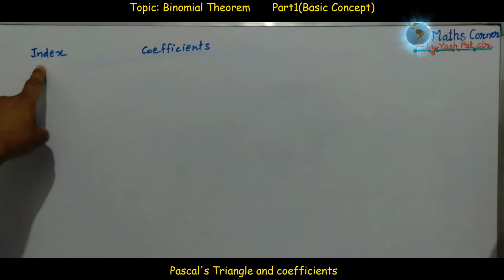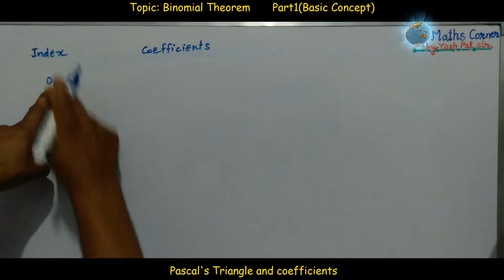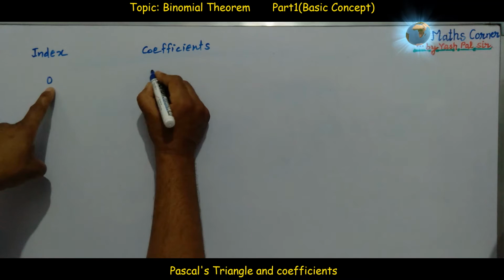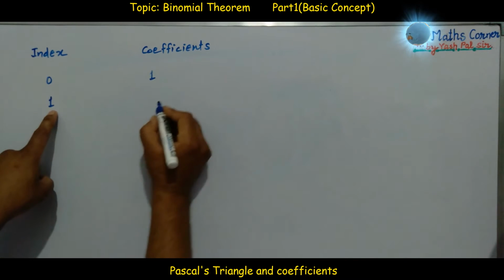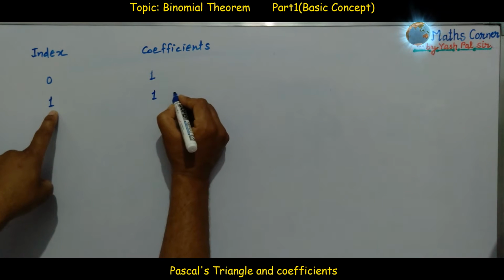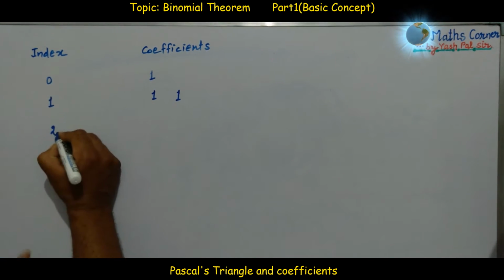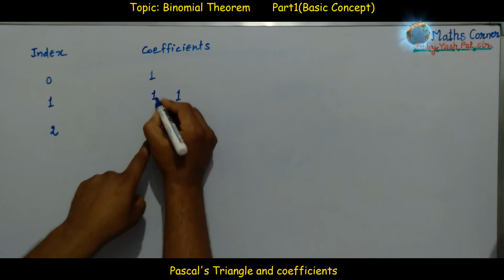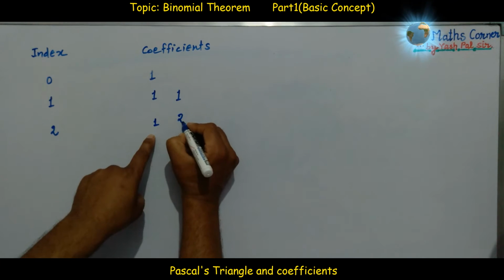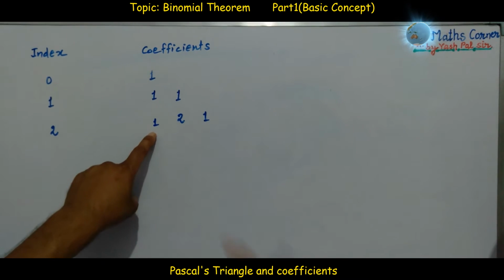According to Pascal, first of all we take 0 as the power, that is the index. Then the coefficient is 1. Next we take the index as 1. Then we have 1, 1, 1. When the index is 2, then what happens? We start with 1, and 1 plus 1 is 2, and we write here 1. The beginning and last numbers are the same.